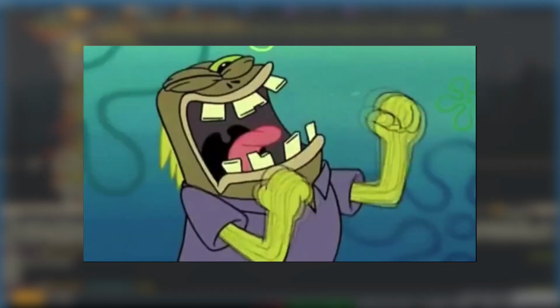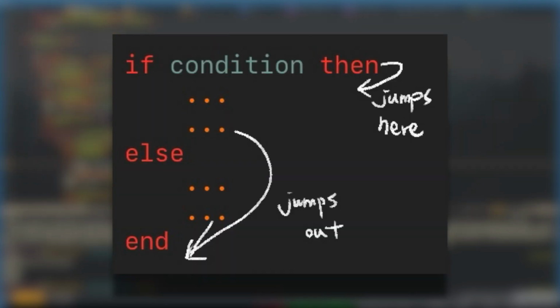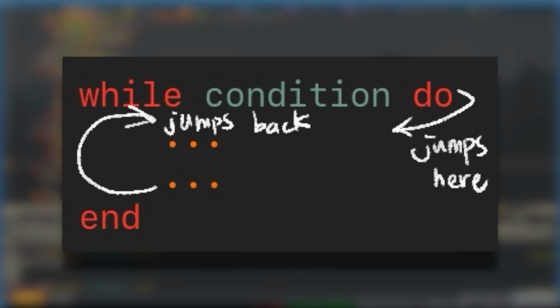Finally, conditions and loops. They're really similar. An if-else statement is just conditional jumps to instruction labels. Loop is the same, but instead of jumping to the end of the block at the end of the body, it jumps back to the start of the loop.